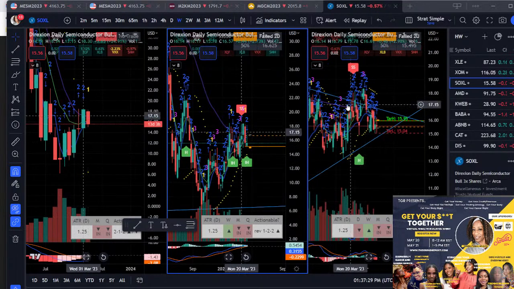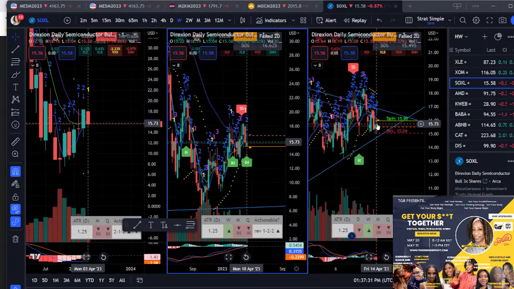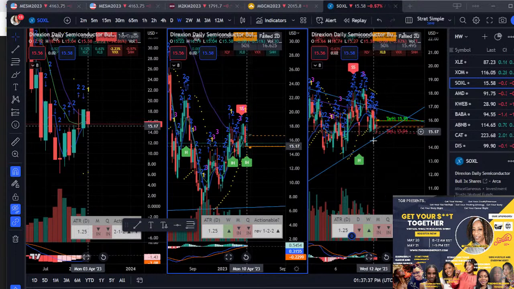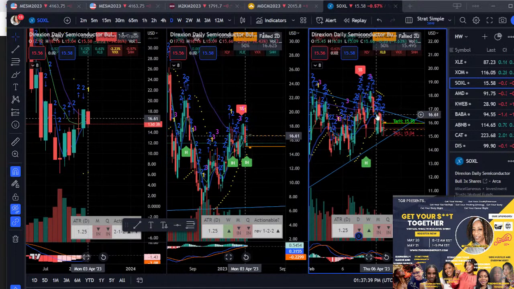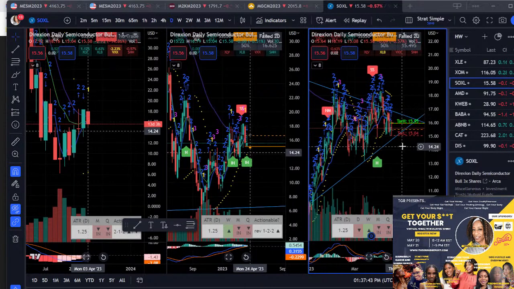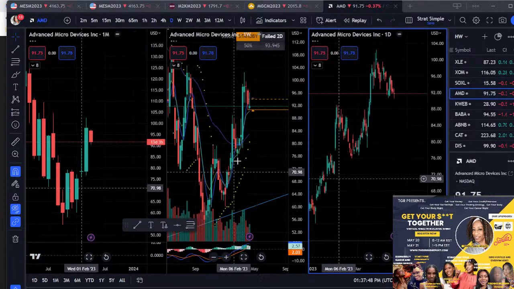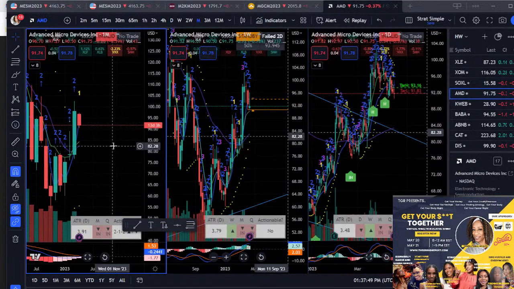And then SOXL's been under its 200, and now it's in this range where it's wedging, and I think it's actually wedging to come down. The SPY wedge was at the top of the wedge, this is at the bottom. So I'm looking to see more weakness in those, including AMD.